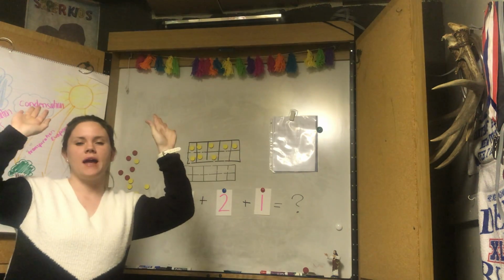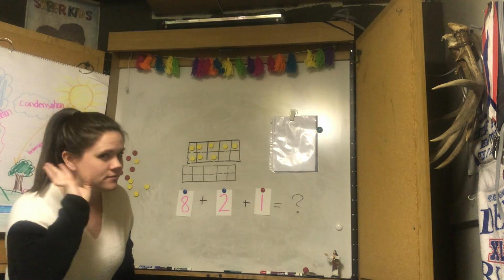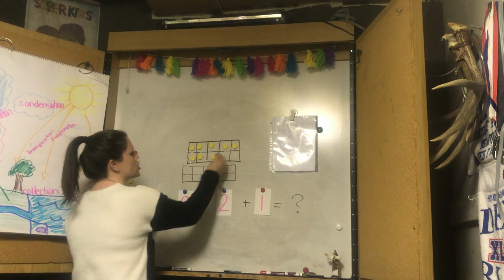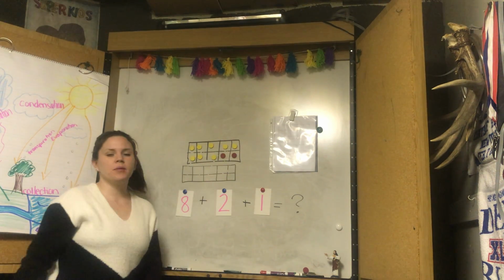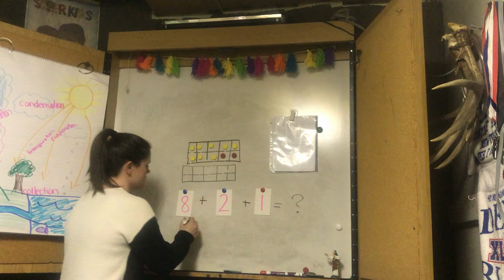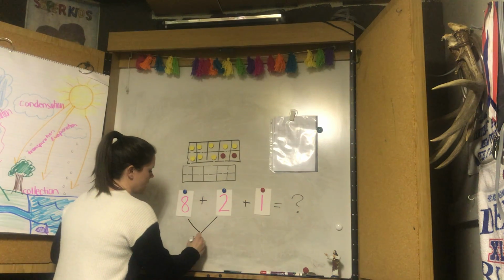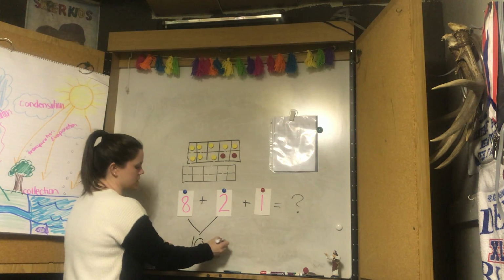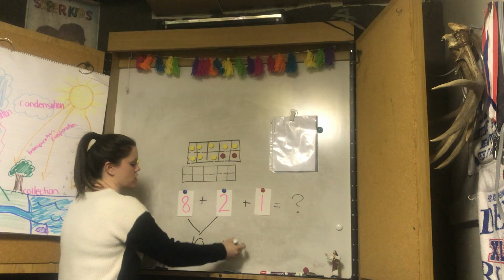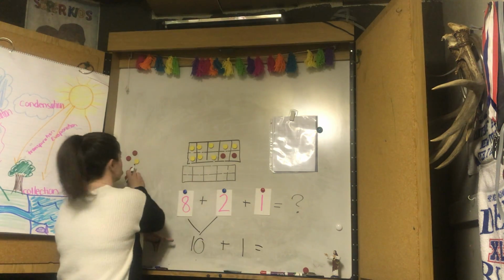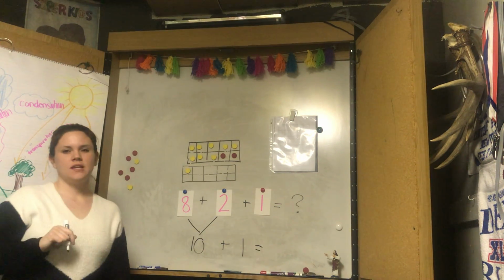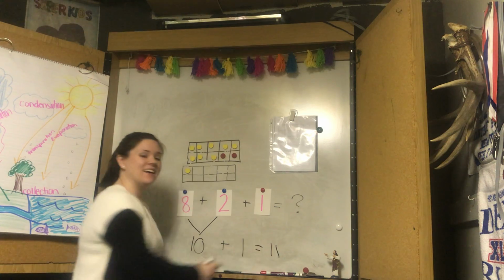I know off the top of my head that 8 plus 2 is 10. You got it. And I'm going to show it to you too. 8 plus 2 is 10. So I'm going to bring these guys together. These 2 addends are going to become this 1 addend. And I'm going to drop this one down. 10 plus 1 more equals 11.